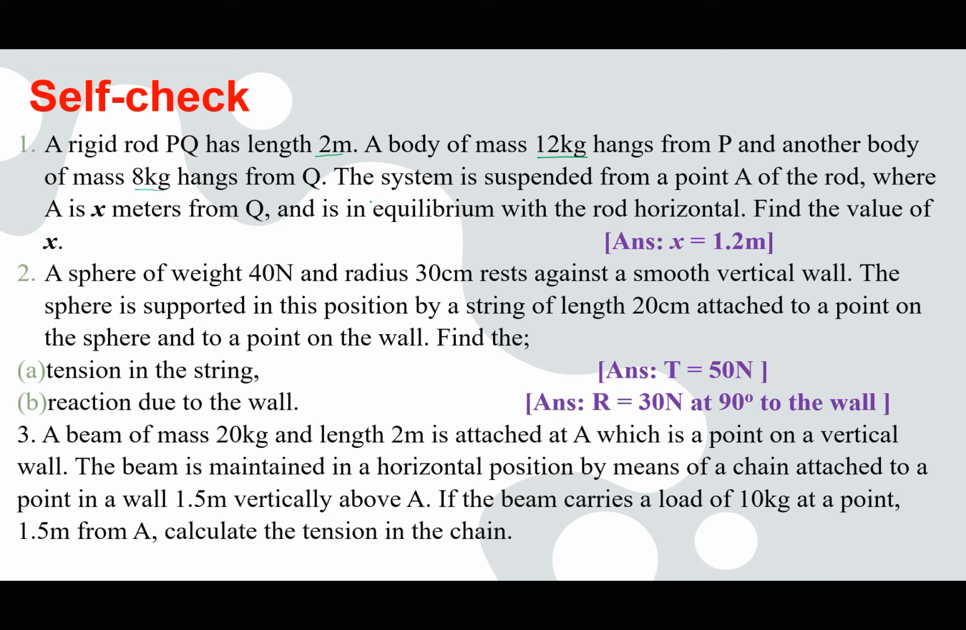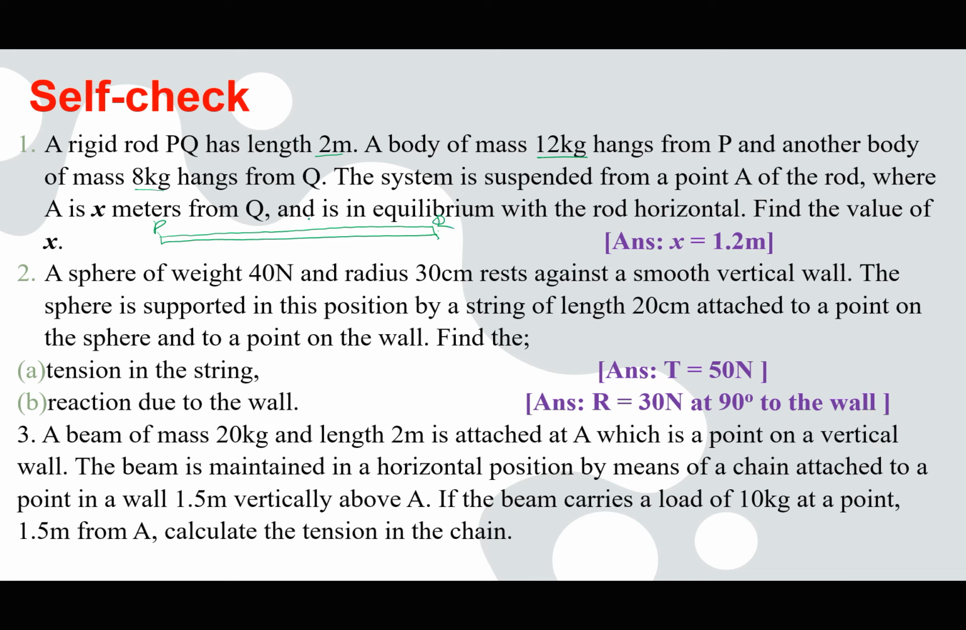The system is suspended from point A of the rod, where A is x meters from Q and is in equilibrium. With the rod horizontal, find the value of x. I'll just draw a sketch here, maybe for your reference, to give you a hint. Let's have a rod PQ.